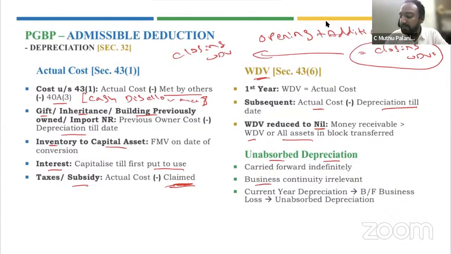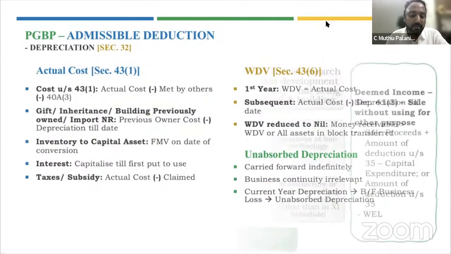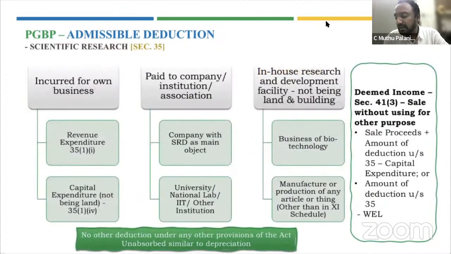So when you're adjusting depreciation, you will first adjust current year depreciation, then brought forward business losses, and only then come to unabsorbed depreciation. So that is about your depreciation. We'll move on to the next important section, that is section 35. As I told you, I'll only take you through sections that are important.